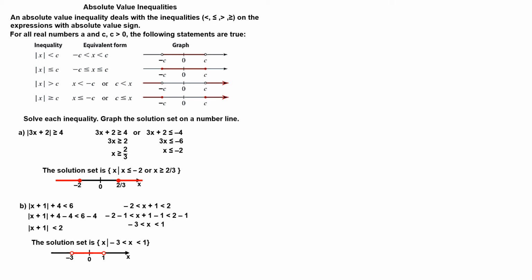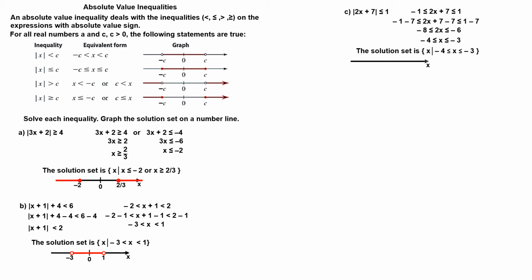Look at item C. Since our absolute value expression has a less than or equal to sign, we set up a three-part compound inequality as follows. Isolate the absolute value expression by subtracting 7 from both sides of the inequality, and then dividing each part by 2. The solution set is x such that x is between -4 and -3, including these endpoints.